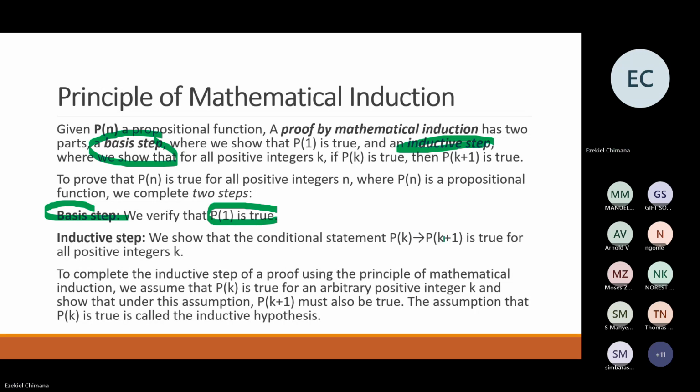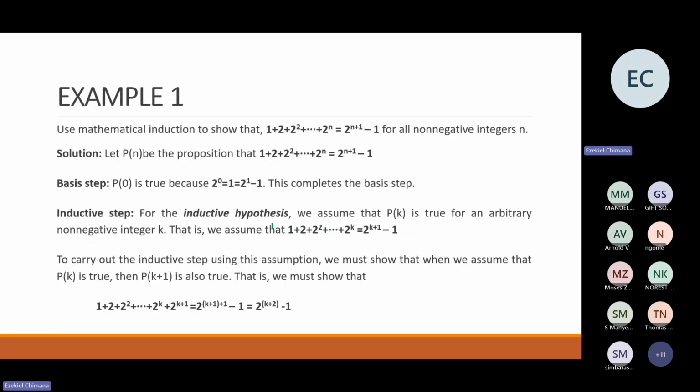If you manage to prove that it is true for p of k and p of k plus 1, then you can ascertain that the given propositional function is true. So those are the steps. The basic step, then you give an assumption of p of k, and then you do the inductive step where you'll be claiming that if it is true for p of k, it must be true for p of k plus 1. And you prove that if it is true, then by mathematical induction, the given statement is true, just like that.